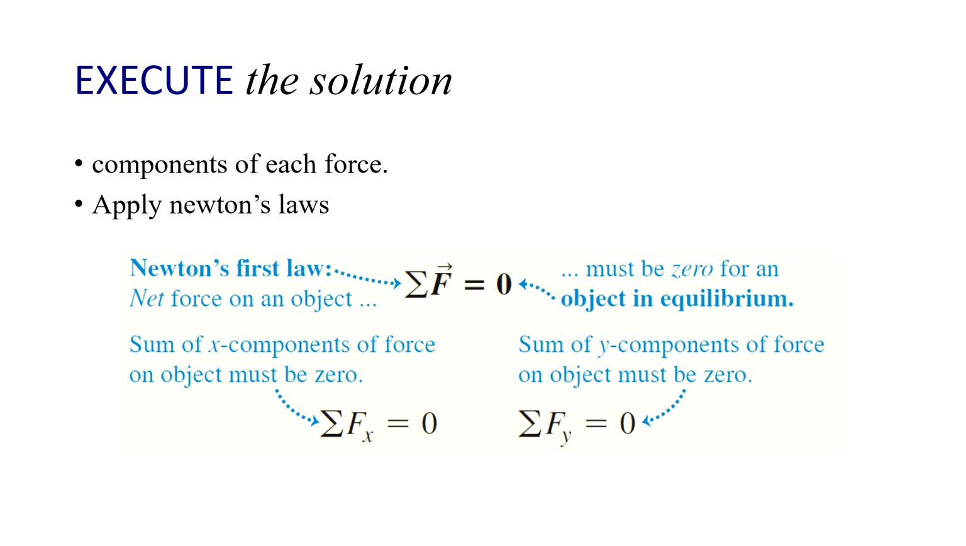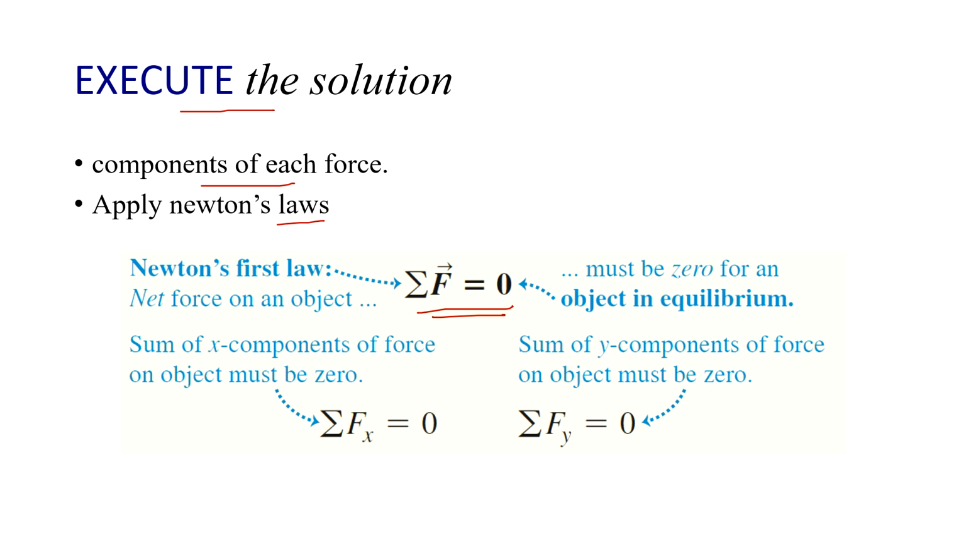In the second part, we execute the solution. From the setup part itself, we have identified the components of each force along the different coordinate axes, and then we apply Newton's law. For example, if we understand that this is a context where Newton's first law applies, we will apply Newton's first law. So how do you identify whether Newton's first law or second law applies to a body?